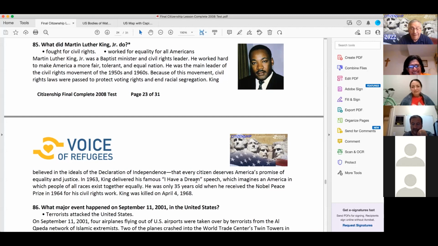Yes, it's very young. So he was an important one to remember, and they will not be too strict on this one. If they ask you this question, what did Martin Luther King Jr. do? If you said he fought for civil rights, that would be enough. You wouldn't have to go into any more detail than that. He worked for equality for all Americans. Both of those mean the same thing.